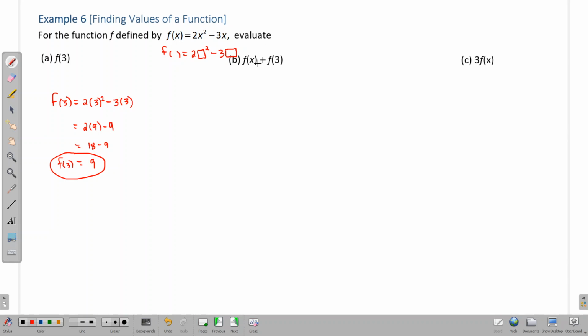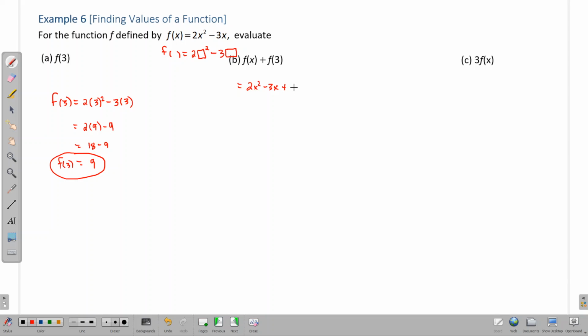Okay, the next one's a little more complicated. It says take the function f of x and add f of 3. Well, f of x is simply just this. So we write the function back down, 2x squared minus 3x. It's saying just put x into it, okay? Well, we did that. And then we add f of 3.